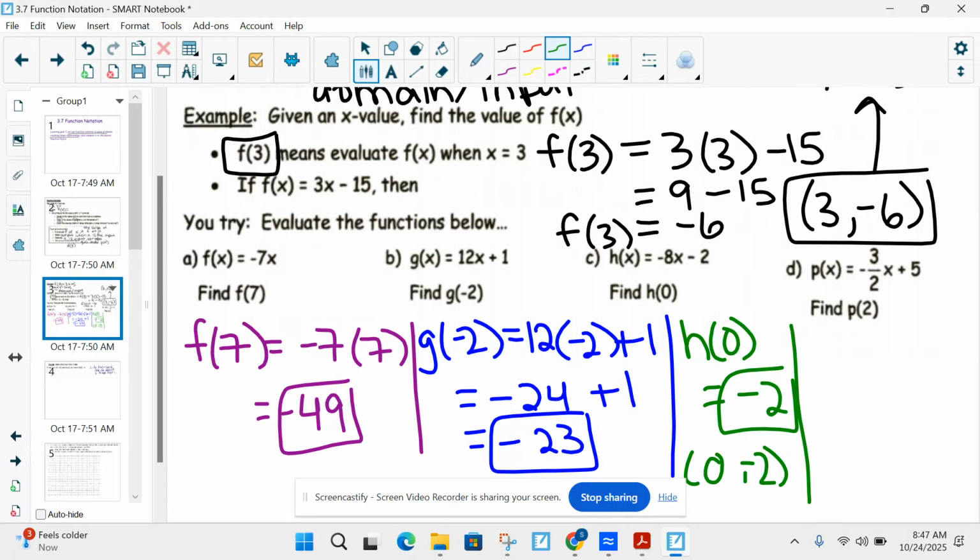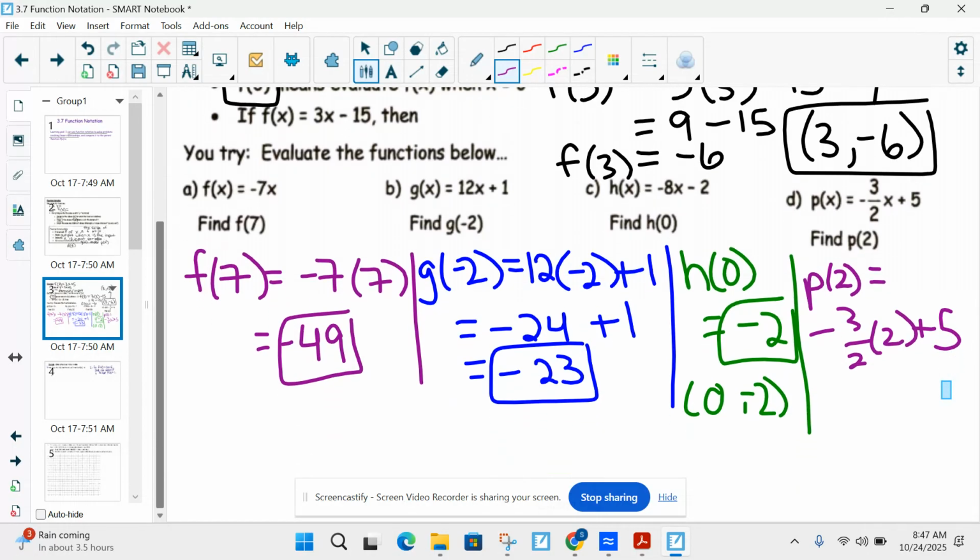For part D, p of 2 is -3/2 times 2 plus 5. What's -3/2 times 2? Lucas?